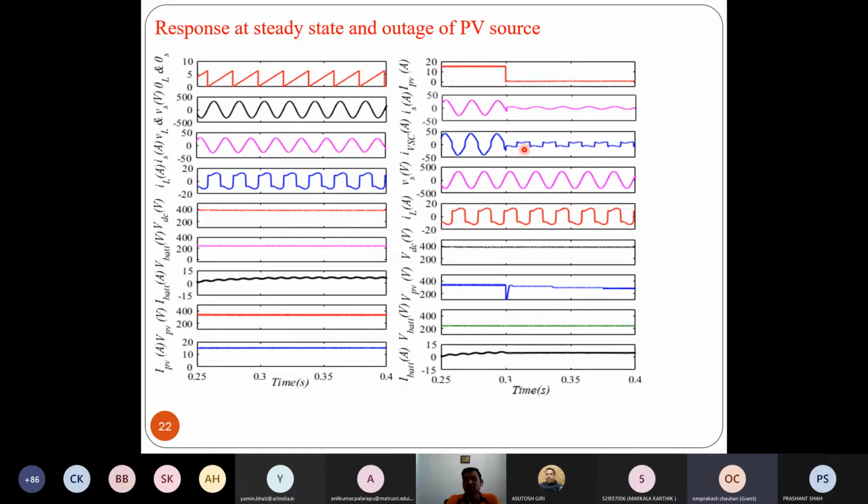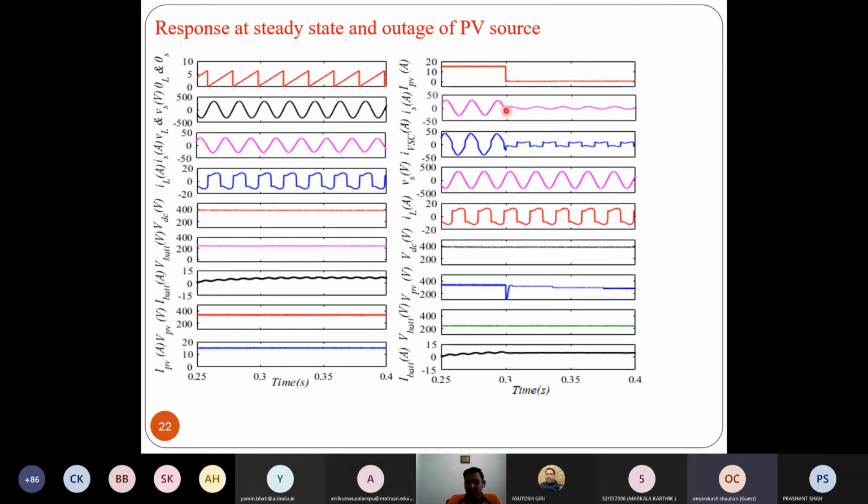VSC is carrying only harmonic power because active power from the PV array is not available. So what will this VSC do? It will compensate the harmonic. And you can see the grid current, how it has been reduced. Earlier it was carrying the active power. Now it is carrying only the power which is required by the load. Earlier it was carrying load plus PV power.